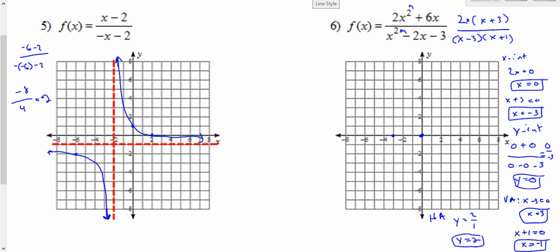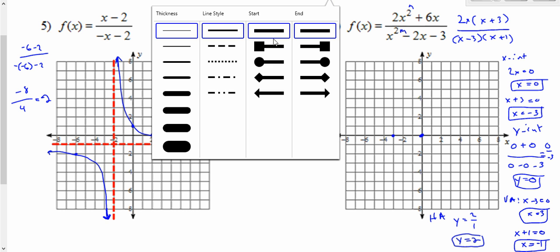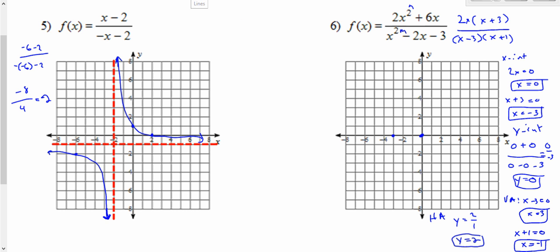And now I go over to graph my asymptotes. My vertical asymptotes were 3 and negative 1. And my horizontal asymptote was at 2.